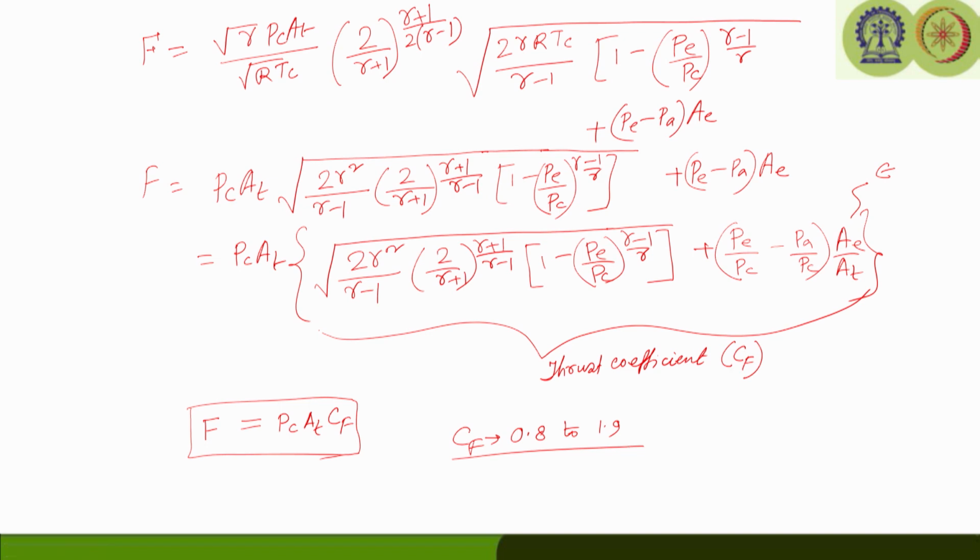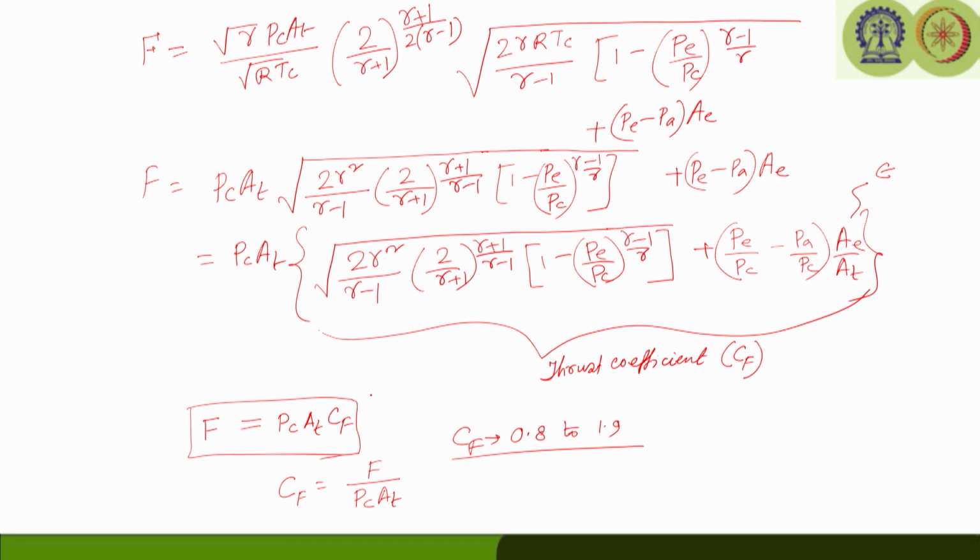Now, if we see how to determine the value of Cf, we can write Cf in terms of thrust divided by Pc into At. What we can see here is that experimentally, if we are able to measure the thrust, the chamber pressure, and the throat area, we should be able to determine the value of Cf.